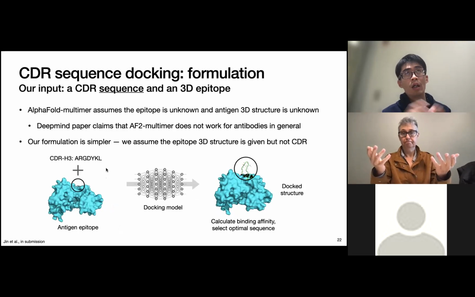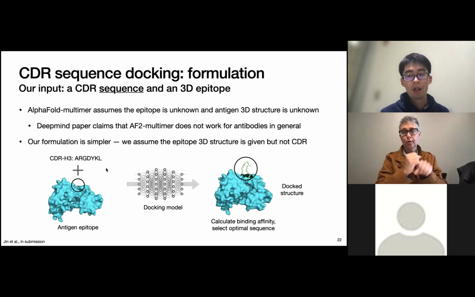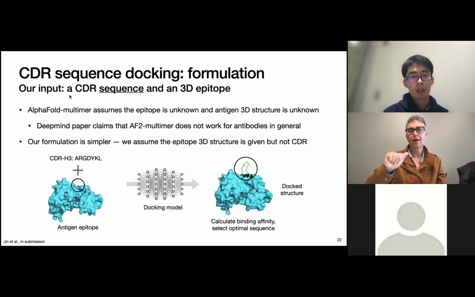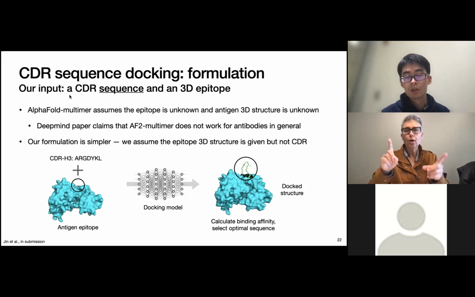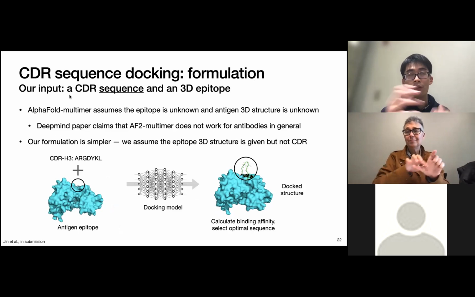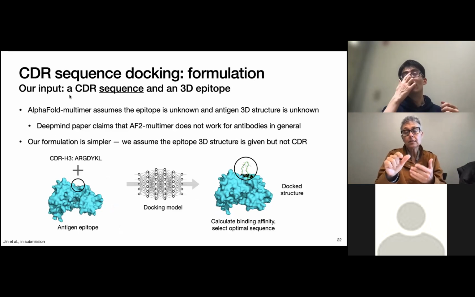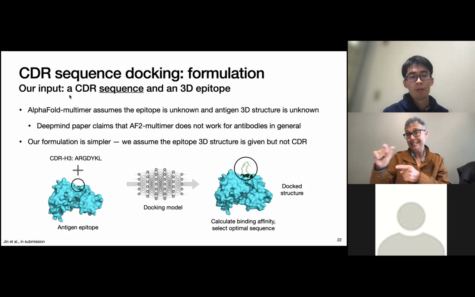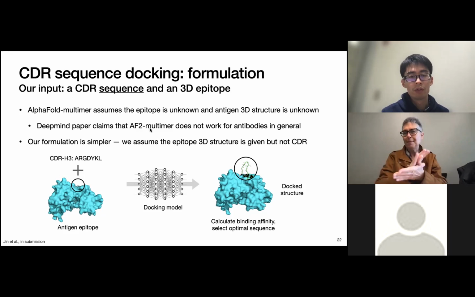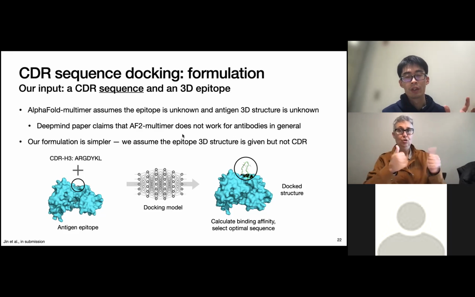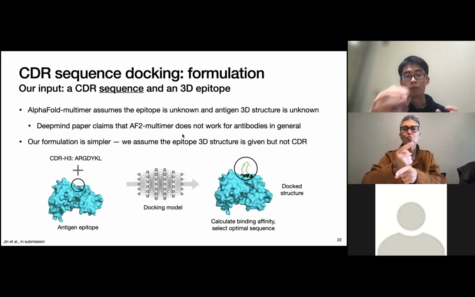Of course, there is already a variety of work trying to address this task. For example, this well-known work from DeepMind, AlphaFold Multimer, also tries to do this docking, but it assumes the epitope is unknown and none of the 3D structure is known. So you start from two sequences, an antigen sequence and an antibody sequence, and then just fold it. The DeepMind paper itself claimed that AlphaFold Multimer does not work for antibodies in general. And we tried a couple of examples, and indeed, it does not fold into the right place, and especially it does not locate the right epitopes.